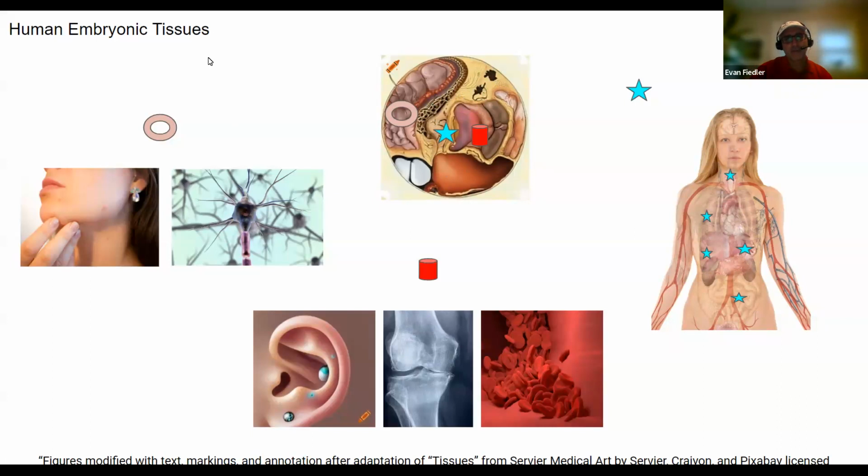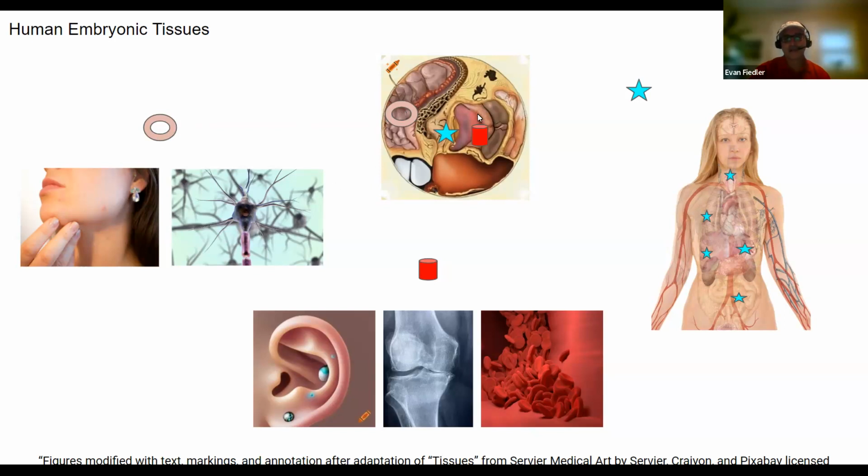So in the human embryonic tissues in the gastrula, we have the ectoderm. And notice how it's on the outside, the ectoderm. And the ectoderm, which I represented by this symbol here, will give rise to the skin, the nails, and the hair, which are composed of the epidermis, epidermal tissue, and the nervous system. So ectoderm: skin, hair, nails, and the nervous system.